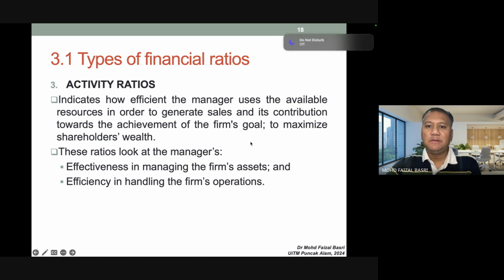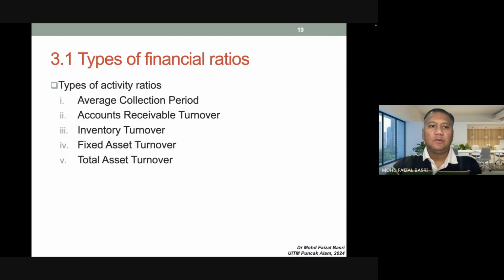So resources ni selalunya melibatkan dia punya assets lah, and how they use the assets ni untuk generate the sales. Okay, so kita ada 5 tadi, as I said, types of ratios. Ada activity, which is number 1 is called average collection period, and then we have account receivable turnover, inventory turnover, fixed asset turnover, and also total asset turnover.